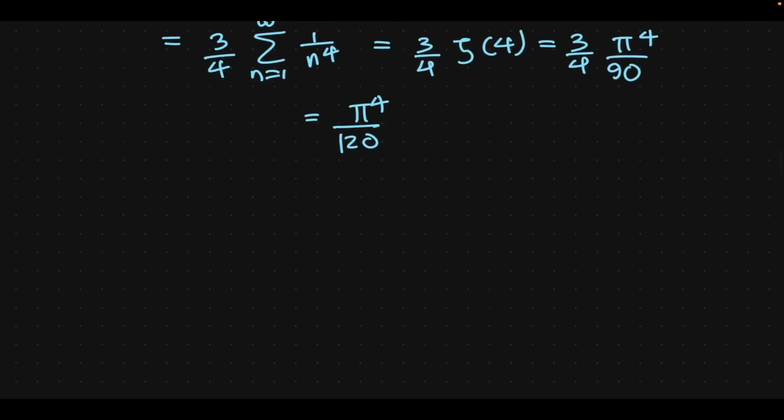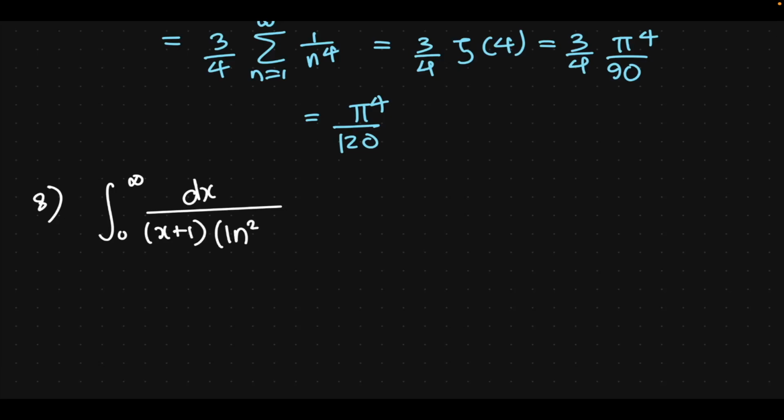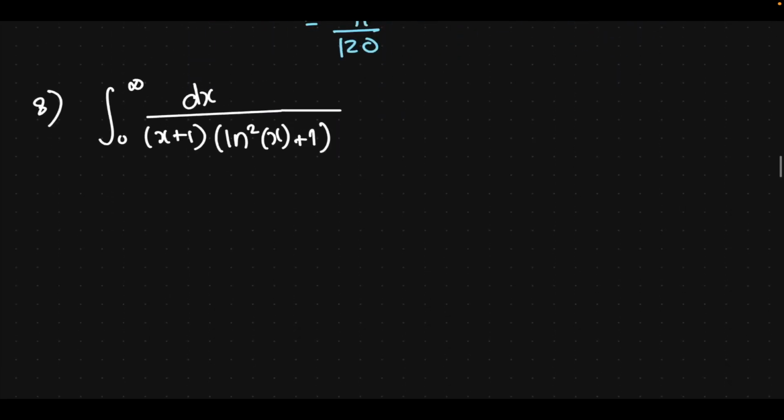Now, moving on, number 8. Integral 0 to infinity dx over x plus 1 ln squared of x plus 1. Okay. Now, one thing we can actually try is using, again, the reciprocal substitution.